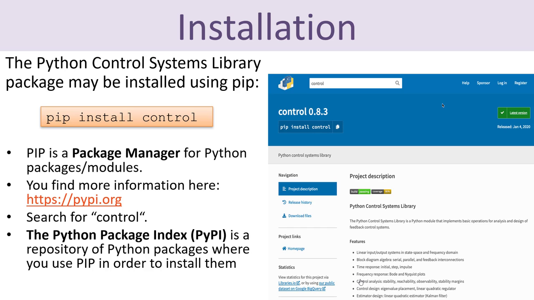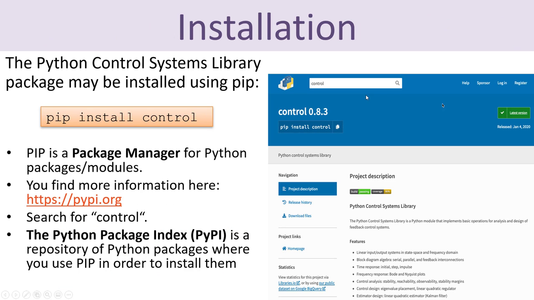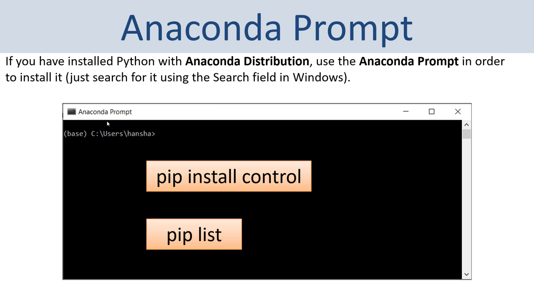While SciPy is part of the Anaconda distribution, and if you have installed Python through the Anaconda distribution you didn't need to install SciPy, this Python Control Systems library is not part of Anaconda, so you need to install it manually. But it's quite easy to install. You just use the pip install control command. If you have already installed Python through the Anaconda distribution, you just use the Anaconda prompt and type pip install control, and then you have this Python library installed.